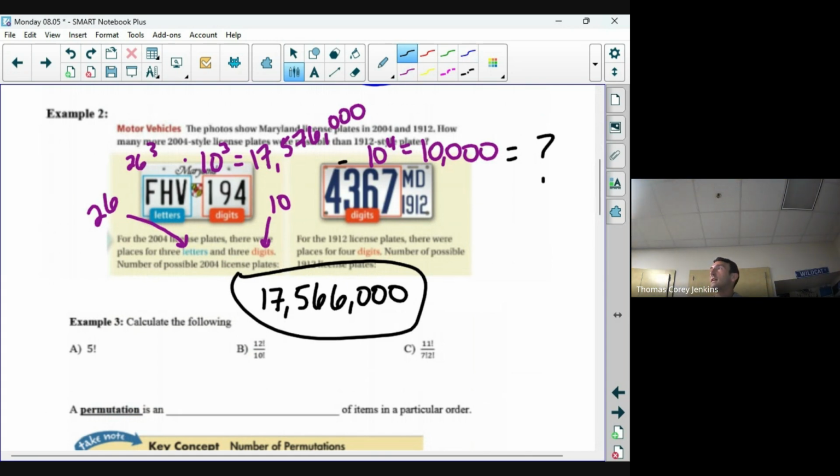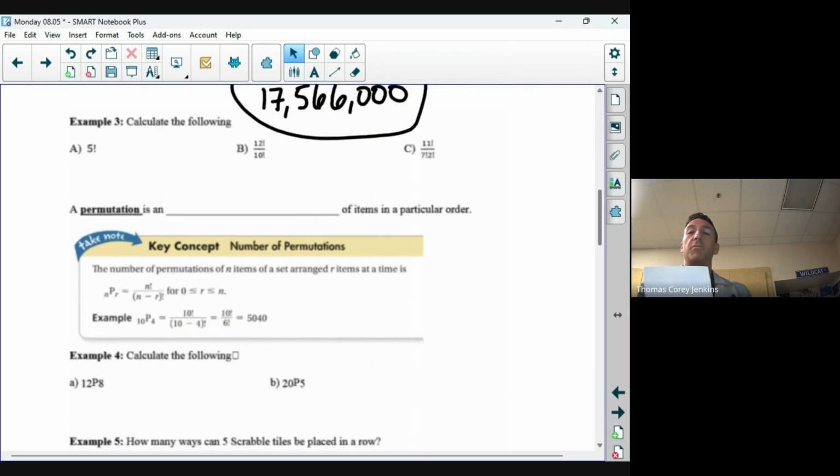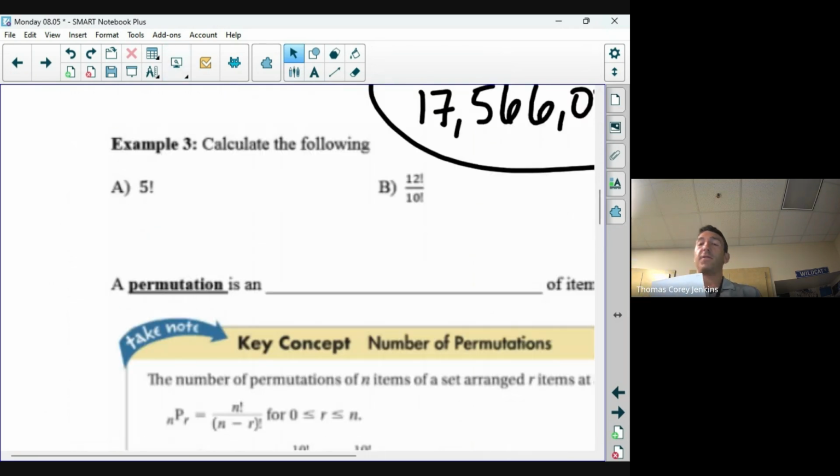Okay, you'll see we end up with some big numbers today. All right, another notation that you may or may not be familiar with is that exclamation point looking thing. It's on the back side, it sounds like. Go ahead and flip over, look at example 3A.